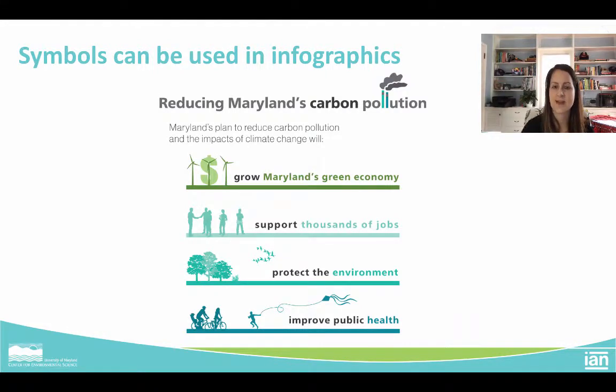So this is an infographic showing Maryland's greenhouse gas reduction plan and how that will impact different parts of Maryland. So they just added a little symbol to each kind of contribution to Maryland's economy, jobs, the environment, and it just makes it a little more visually appealing to present that information.